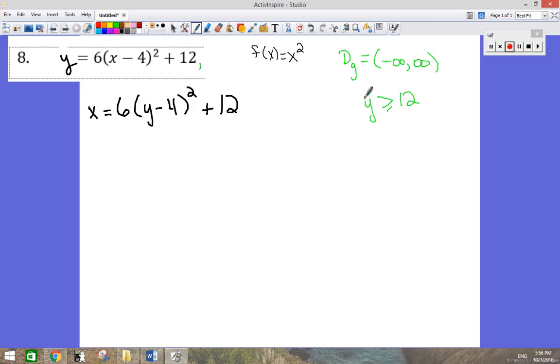It used to be that the range was y greater than or equal to 12. Well, now I have x greater than or equal to 12. And it used to be the domain was all real numbers, where now the range is all real numbers.